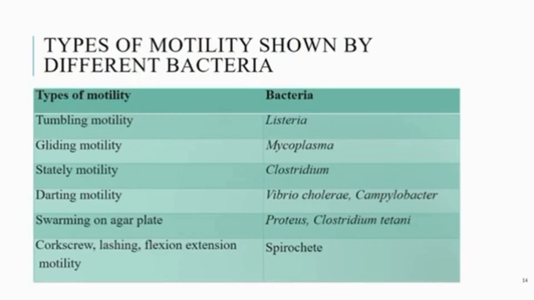Next, the various types of motility which are shown by different bacteria. That is, tumbling motility shown by Listeria monocytogenes. Gliding motility shown by Mycoplasma. Stately motility shown by Clostridium. Darting motility is shown by Vibrio cholerae and Campylobacter. Swarming on plate is shown by Proteus. Corkscrew, lashing, flexion and extension motility is shown by Spirochetes.